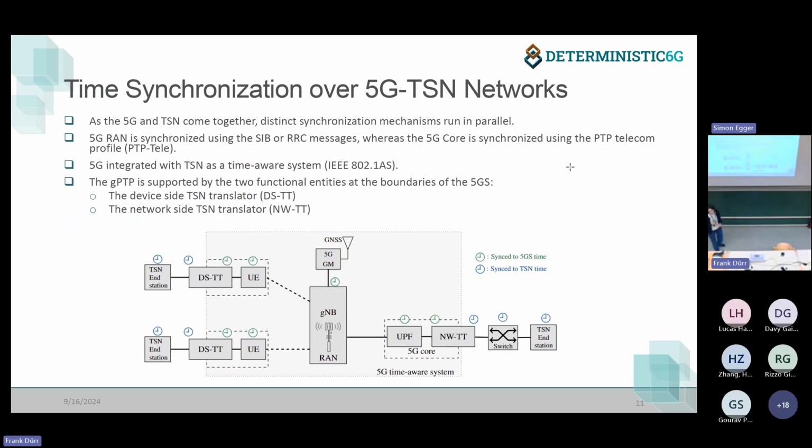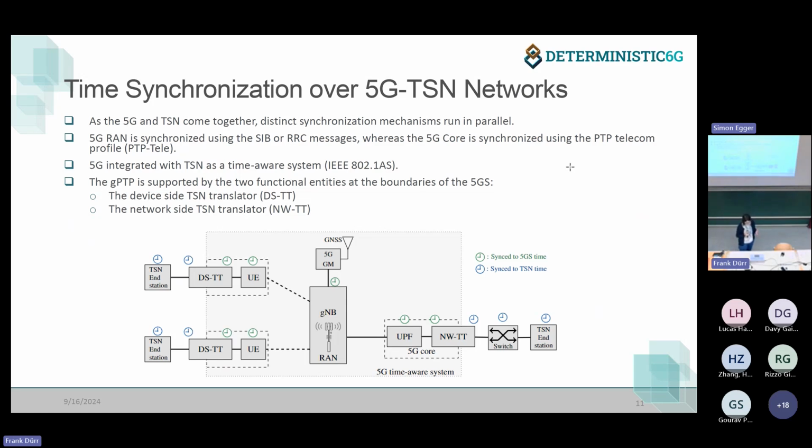Now we look at what happens when in the middle we replace some of the nodes or bridges with the 5G system. As 5G and TSN come together, there are different distinct time synchronization mechanisms that run in parallel. If you look at this figure, in the middle we have the 5G system, we have the gNodeB, we have the UE on one side, which is the RAN side, and on the core side, we have the UPF. As 5G integrates with TSN with respect to time synchronization, the 5G system acts as a time-aware system. That means it is able to support the gPTP protocol.